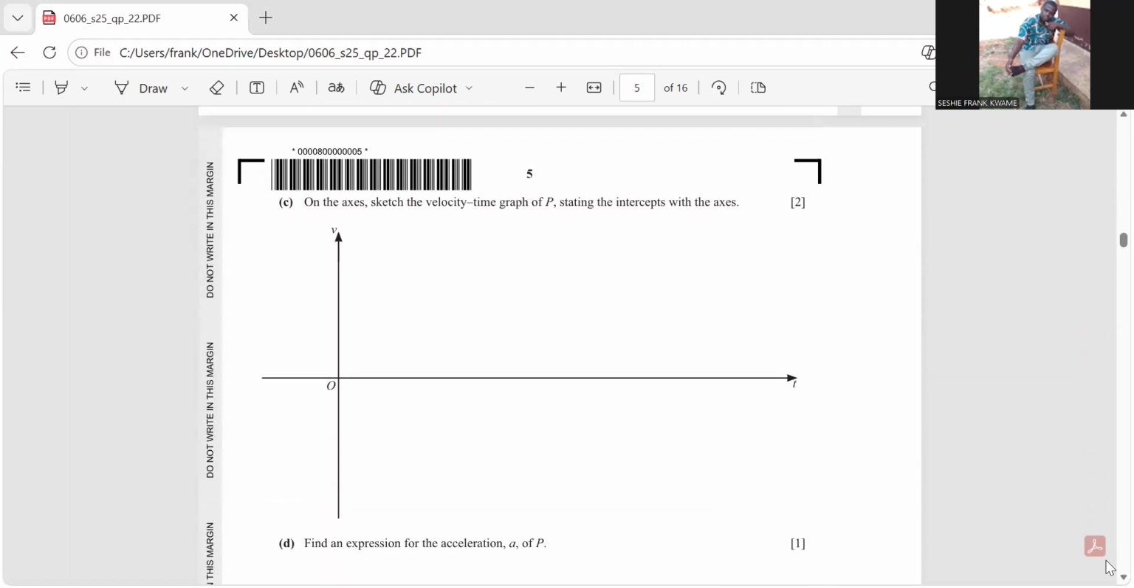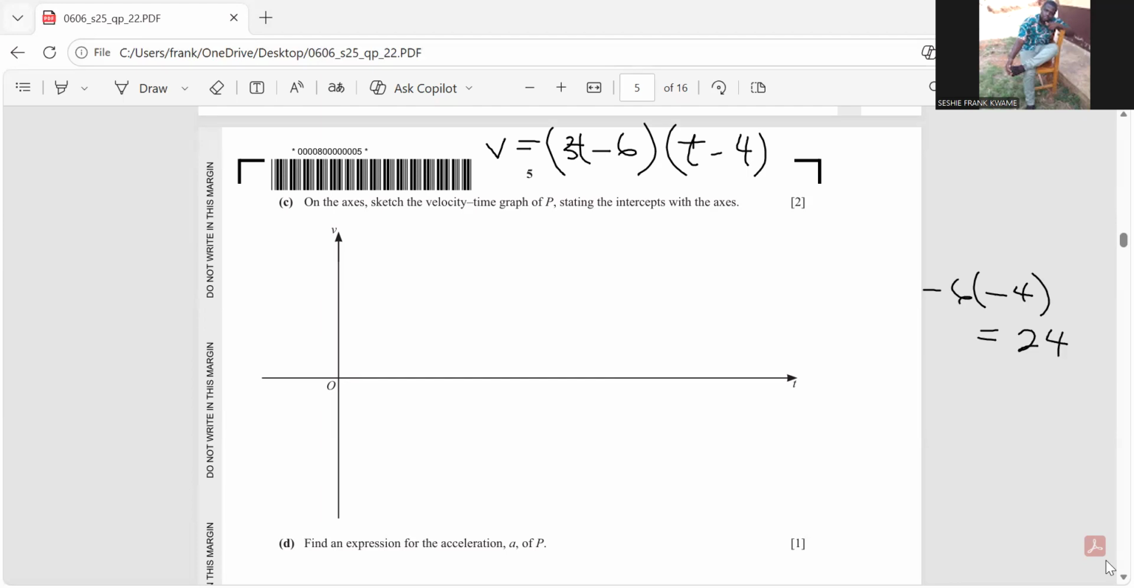You have to sketch the velocity graph. So if you are going to sketch that, don't forget our velocity is 3 times t minus 2, then t minus 4. At t equals 0, you are going to have negative 6 times negative 4, and that is 24. So that point is 0, 24.